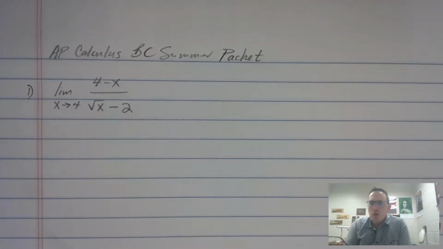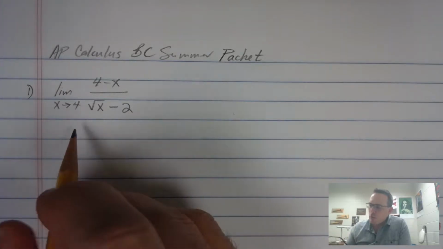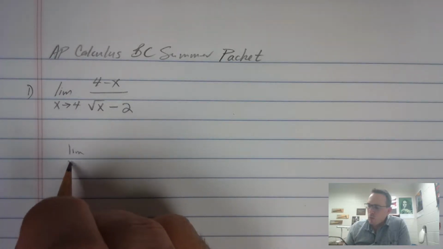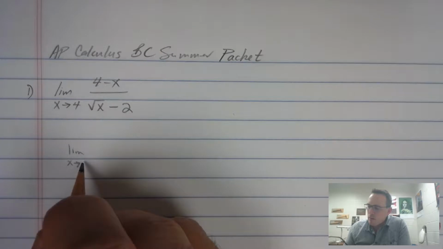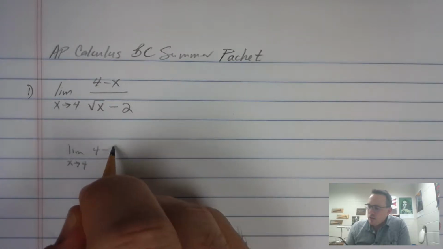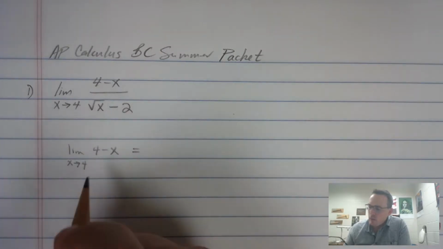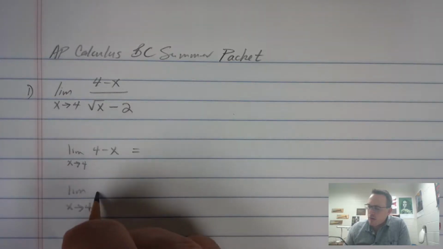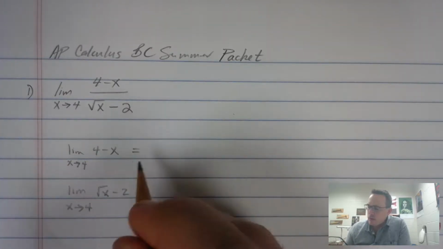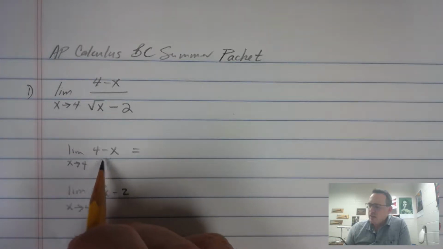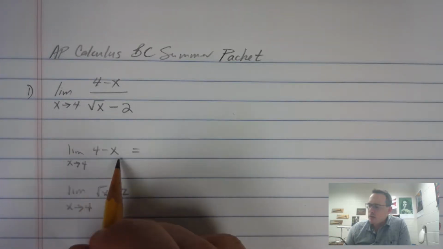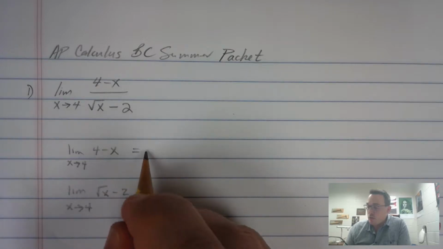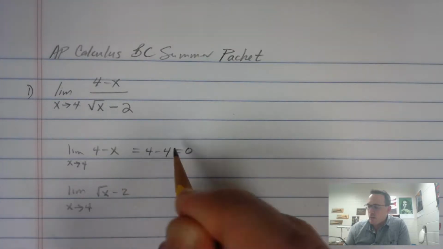Now, as always, the very first thing we should try here is direct substitution. I'm going to write this out in probably a little bit more detail than you might do. You would probably do this step using mental math. So I'm taking the limit of the numerator and the denominator separately. Now, 4 minus x is linear, so the limit of 4 minus x we can calculate by direct substitution. It's just 4 minus 4, which is 0.